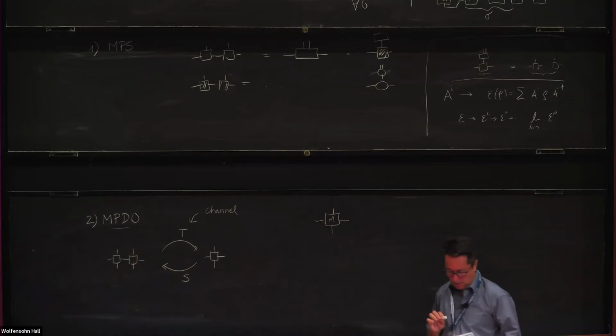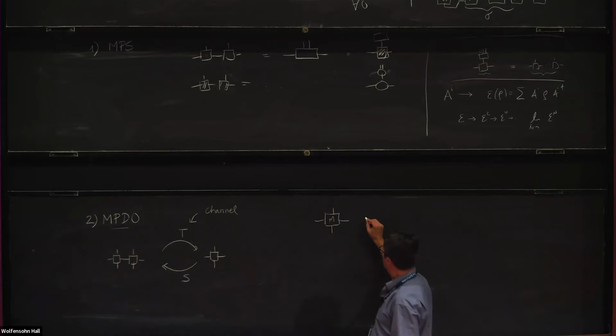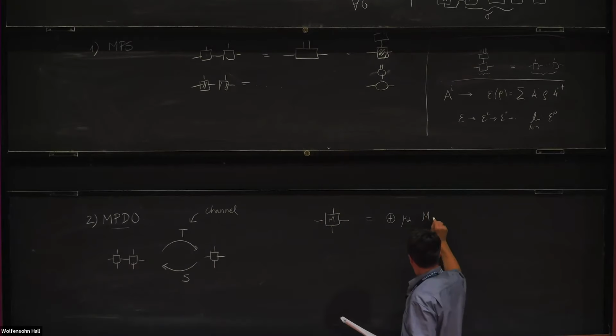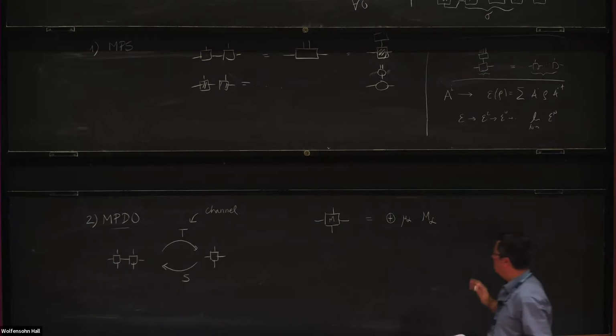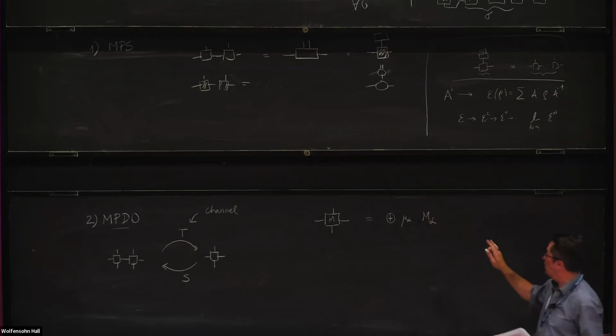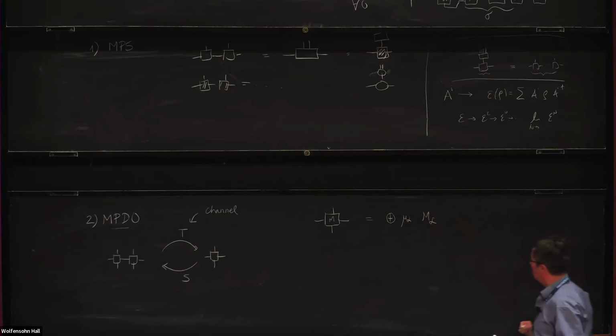Then they have a funny property. The first thing is that they can be written as a direct sum of some coefficients mu alpha times some matrix or some tensor, some M alpha, which we call fundamental tensors. That's the first thing, similar to what happens also in the case of non-injective or non-normal.